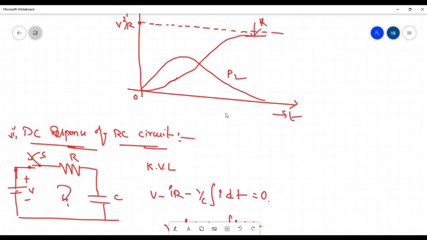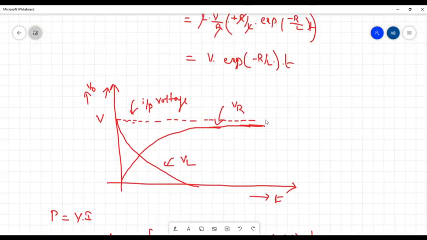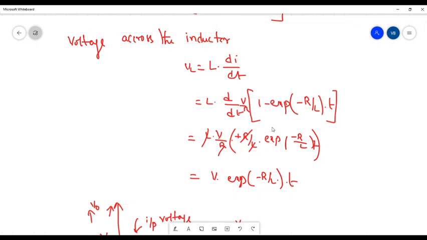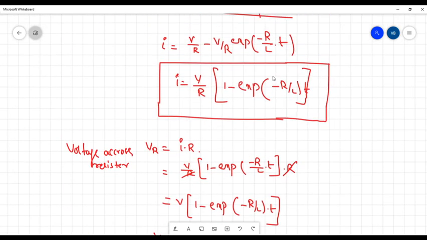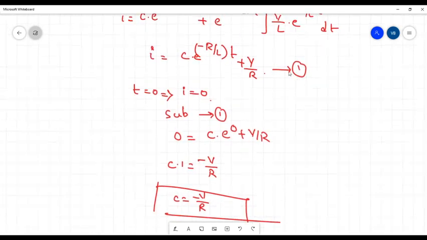Okay, so in the next class we'll see the AC responses, also called transient responses, of RL, RC and RLC circuits.